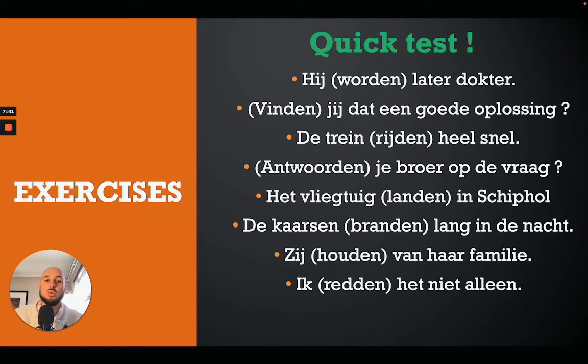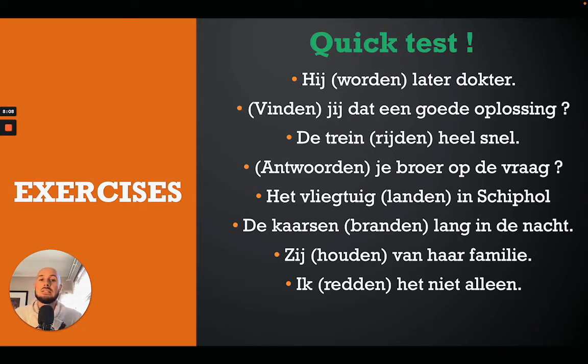So hij worden later dokter, right? So we have, he'll become a doctor later. So we'll have to conjugate now the verb worden. So how do we do that? Well, it's hij, we take away en, all right? So our base of the verb is wordt, ending on a D. It's hij, so what does the rule say? We have to add a T. Hij wordt later dokter, DT.